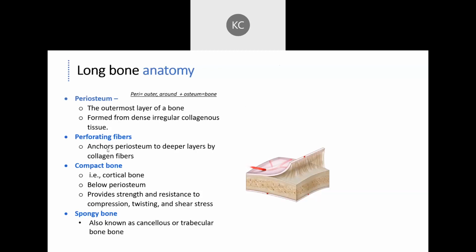You also have perforating fibers. Okay, so these perforating fibers are these fibers that you see here that anchor the periosteum down to the deeper layers of the bone by these collagen fibers here.